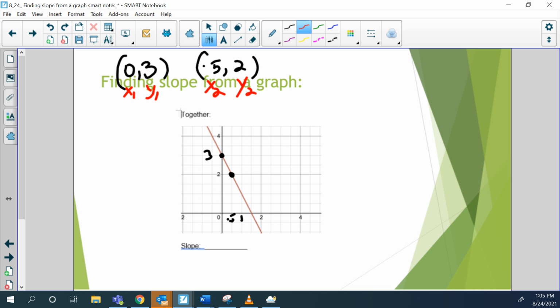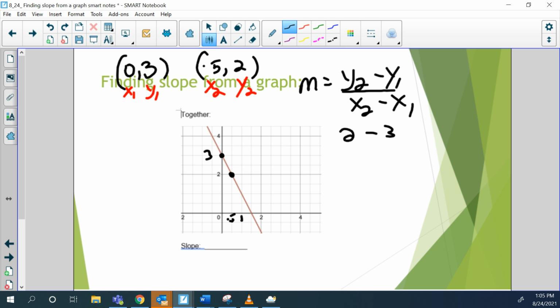All right. So we know m is equal to y2 minus y1 over x2 minus x1. So let's go and plug in the values now. My y2 is 2, minus my y1 is 3. My x2 is 0.5, minus my x1 is 0. 2 minus 3 is -1 over 0.5. And if you divide that, that should give you negative 2, all right? If you use a calculator, negative 1 divided by 0.5 is negative 2.